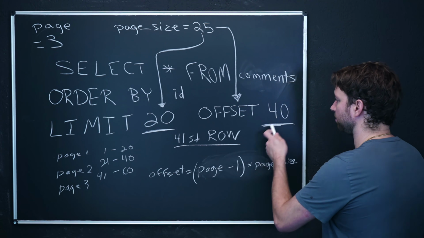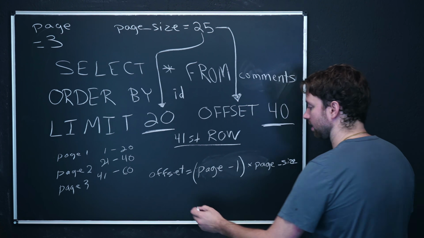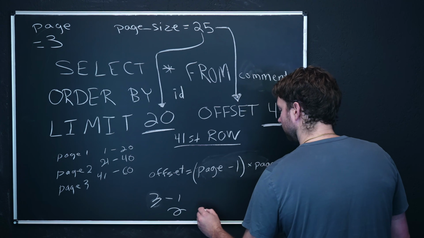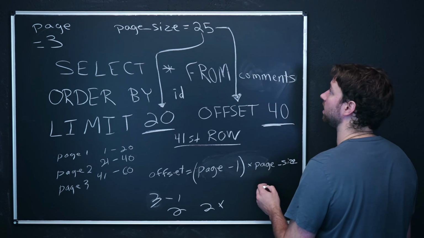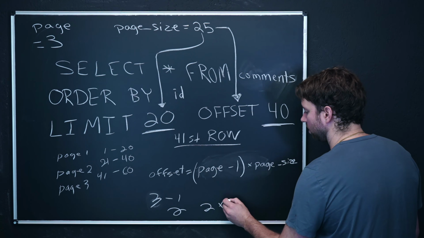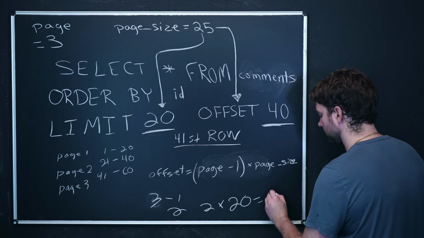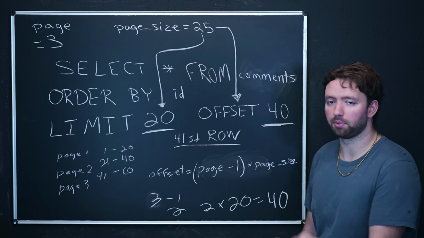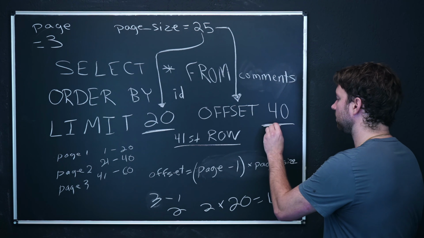So for example, to get the value 40 from our previous example, we had page 3, 3 minus 1 is 2, and then 2 times the page size. By default, it was 20. So that gives us 40. So it's a really simple operation to go from a page number to the appropriate offset.